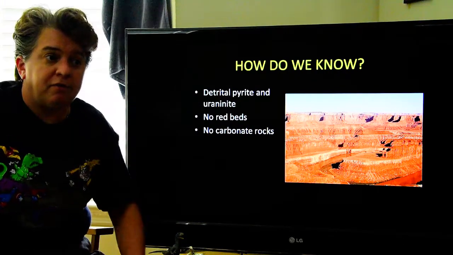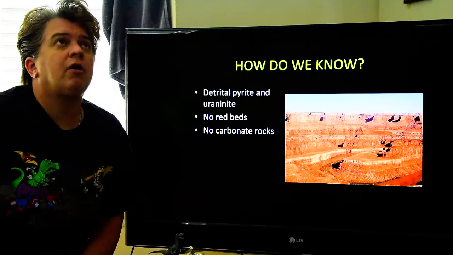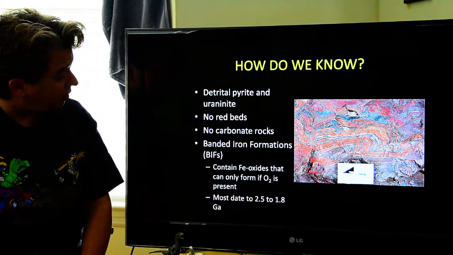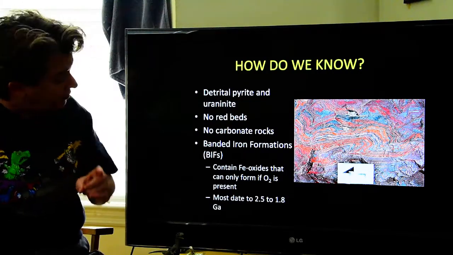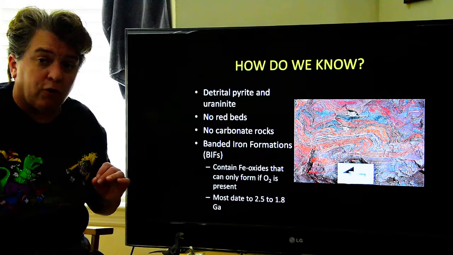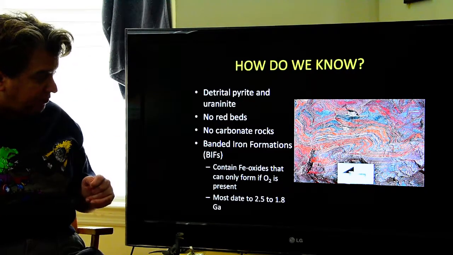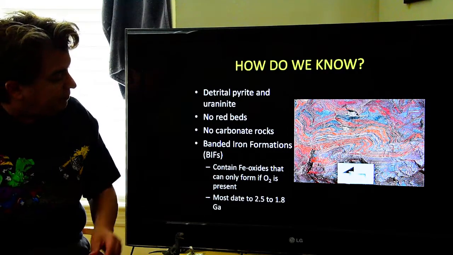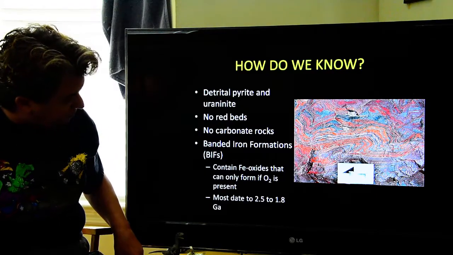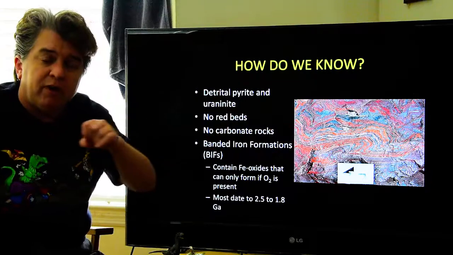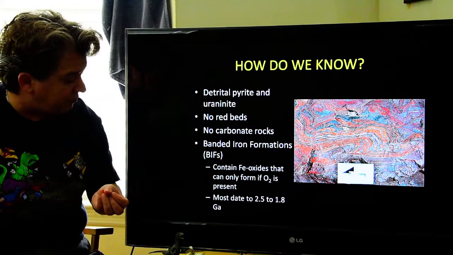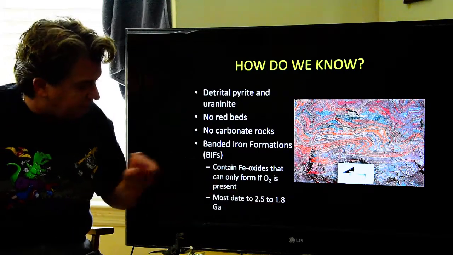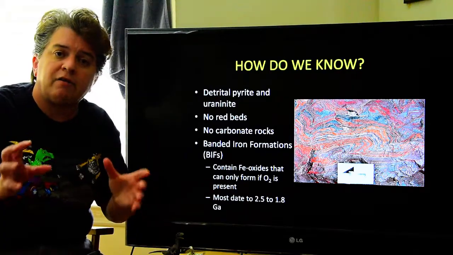No carbonate rocks at this time. Carbonate is calcium carbonate, carbon and oxygen bonded together. We don't have any of these carbonate rocks. And then by far one of the biggest things is we have these things called banded iron formations, which we call BIFs. And certain iron oxides can only form if oxygen is present. And these banded iron formations are made from those iron oxides. And most of these banded iron formations date to 2.5 to 1.8 billion years ago, that great oxidation event.